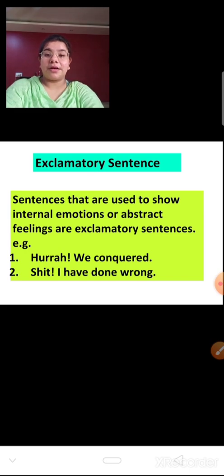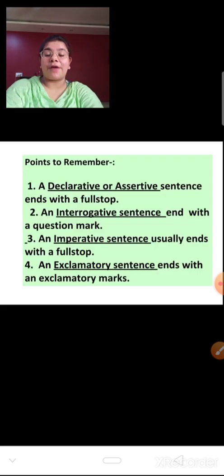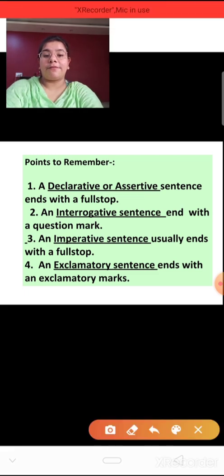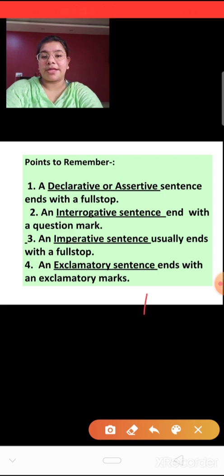Now there are certain things that you have to remember: a declarative or assertive sentence ends with a full stop. An interrogative sentence ends with a question mark. An imperative sentence ends with a full stop, and an exclamatory sentence ends with an exclamation mark. You have seen the exclamation mark, which is like this. So this is the exclamation mark.